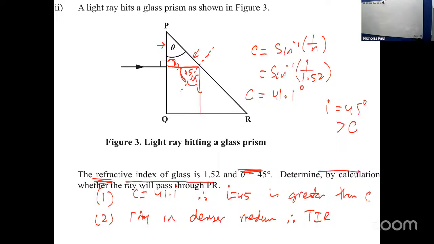What will happen at QR? What happens at QR? It will go straight through, right? Right, there's drawing the diagram now.